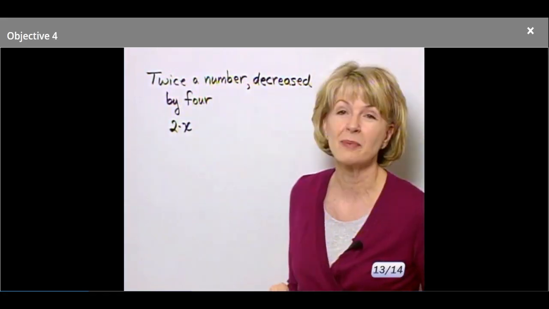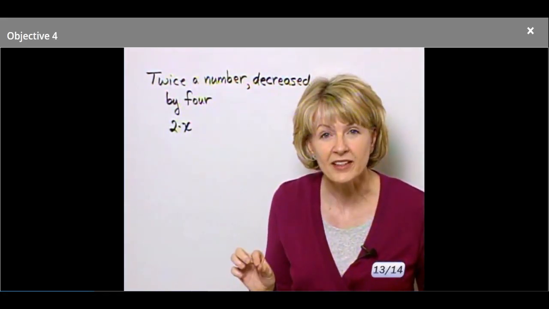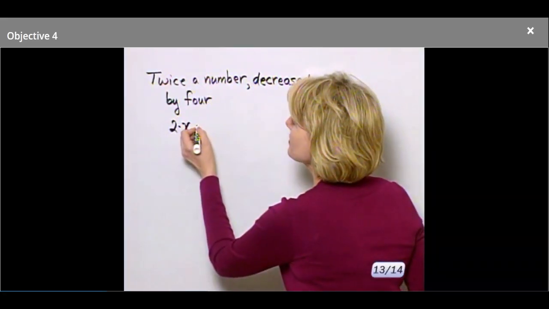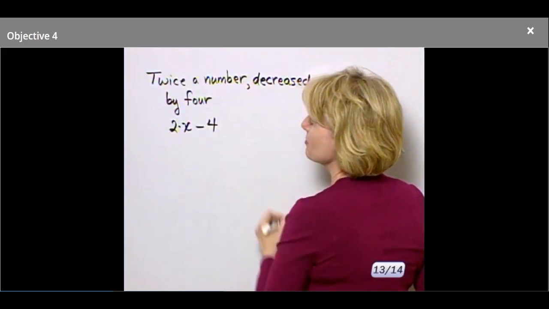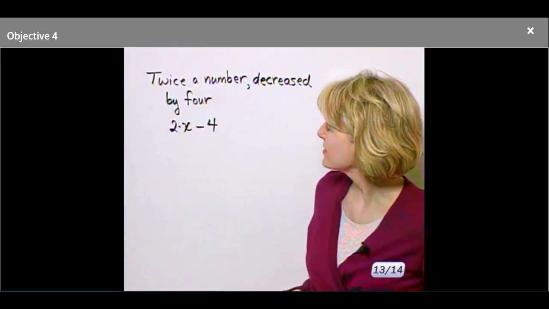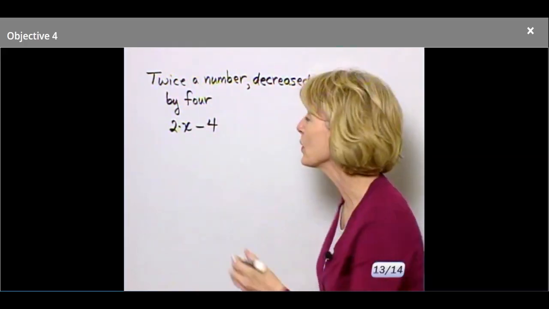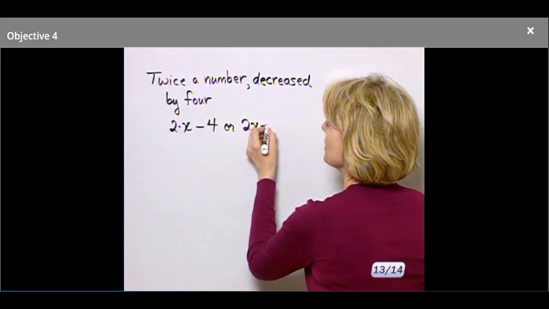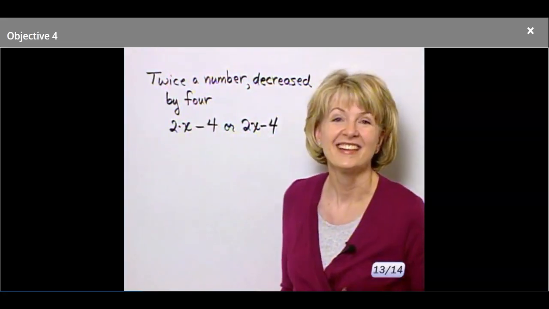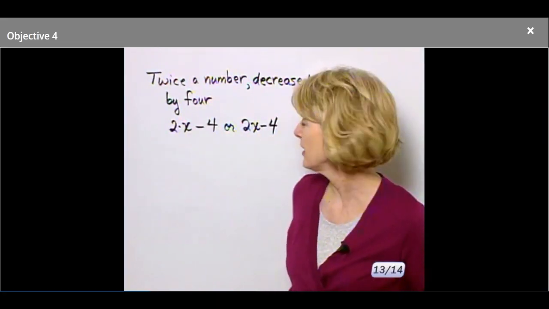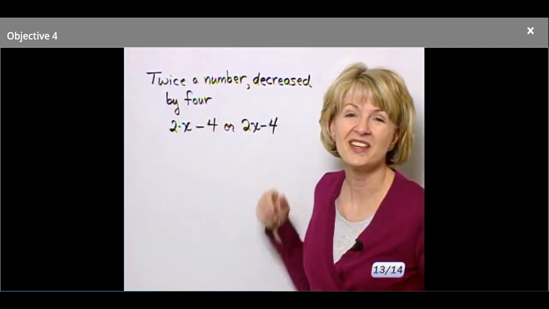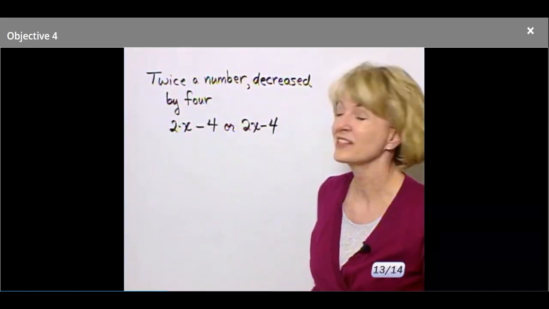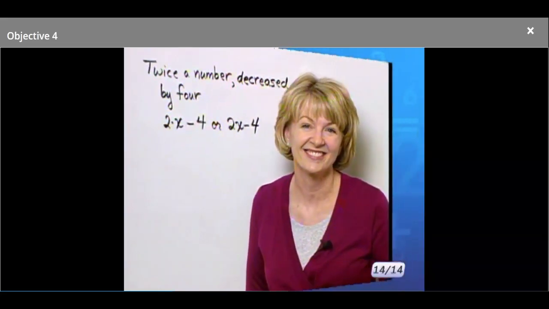And then decreased by 4. Decreased means what operation? Decreased means subtraction, decreased by 4. You can write it as 2 times x minus 4, or if you'd like, 2 times x is the same as 2x minus 4. Now, is there any simplifying that can be done? The answer is no, these are unlike terms, so there we've translated and there's no simplifying that can be done.